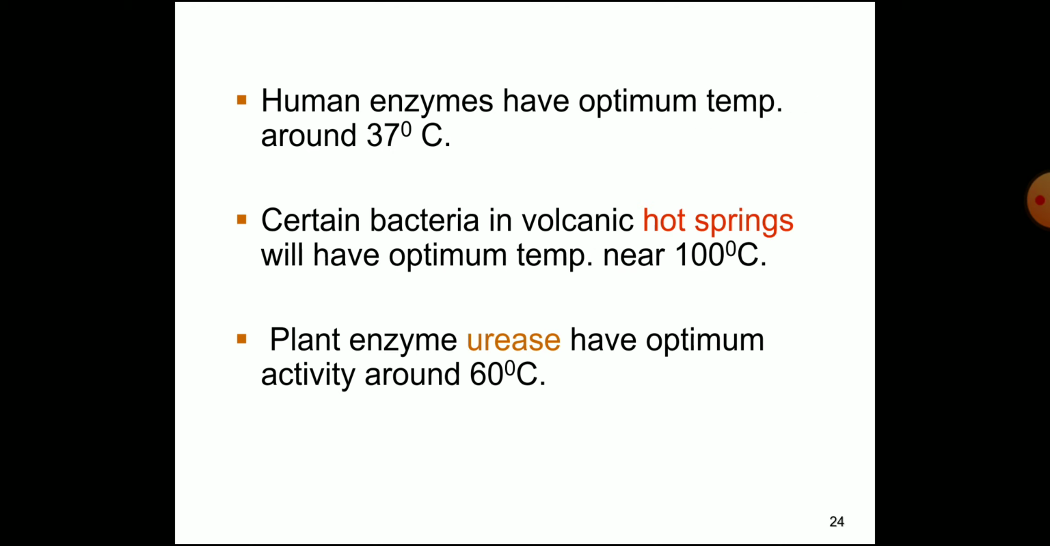Human enzymes have an optimum temperature around 37. Certain bacteria in volcanic hot springs will have an optimum temperature near 100 degrees centigrade. The plant enzyme urease has an optimum activity around 60. Those are two separate optimum temperatures.